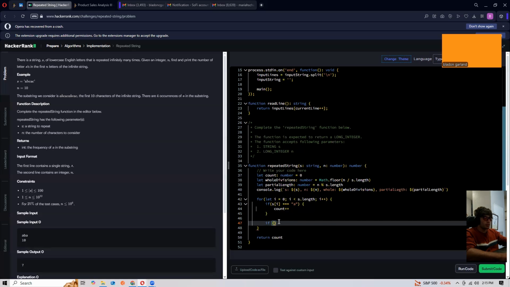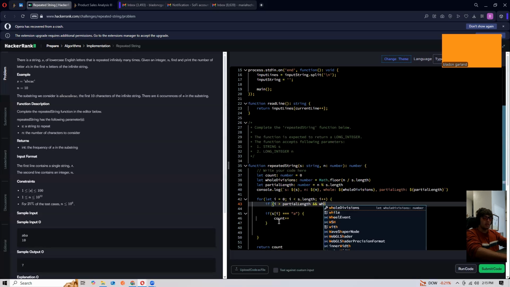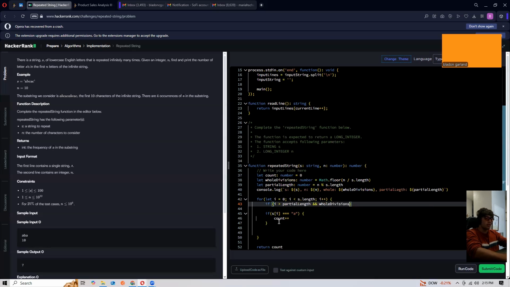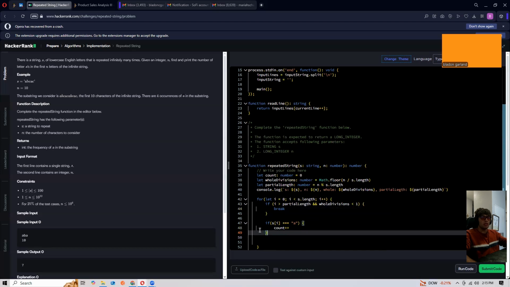I probably need to run an actual different check up here. I want to make sure this only runs... and see, this is really making me think I need a for loop. If i is greater than partial length and, no, it's not an or, it's an and, whole divisions is less than 1. Okay, that should work. We're going to break out of this if that is the case. Otherwise, we should be able to just count this, I believe. So I'm just going to go ahead and run this.